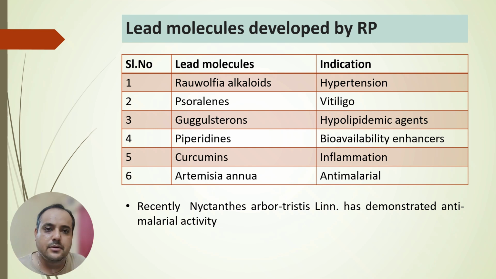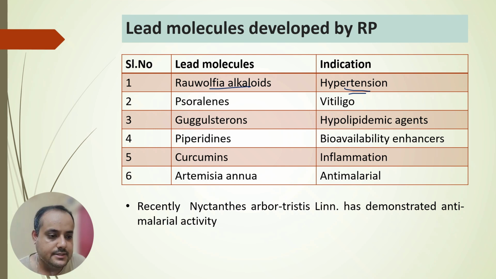Now, some of the lead molecules which have been discovered using the process of reverse pharmacology. The first compound is Rauwolfia alkaloids. As we saw when discussing the history, it showed antihypertensive effects. Not only that, from Rauwolfia alkaloids we also got drugs such as bromocriptine and levodopa, which were spin-offs from this original Rauwolfia alkaloid compound.